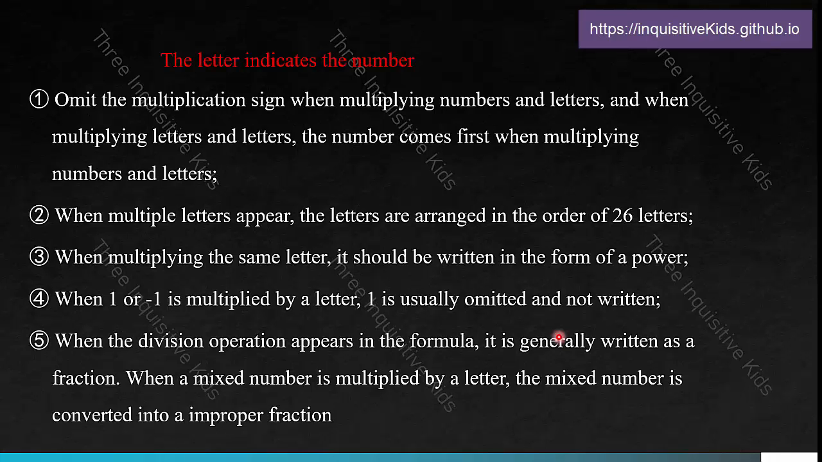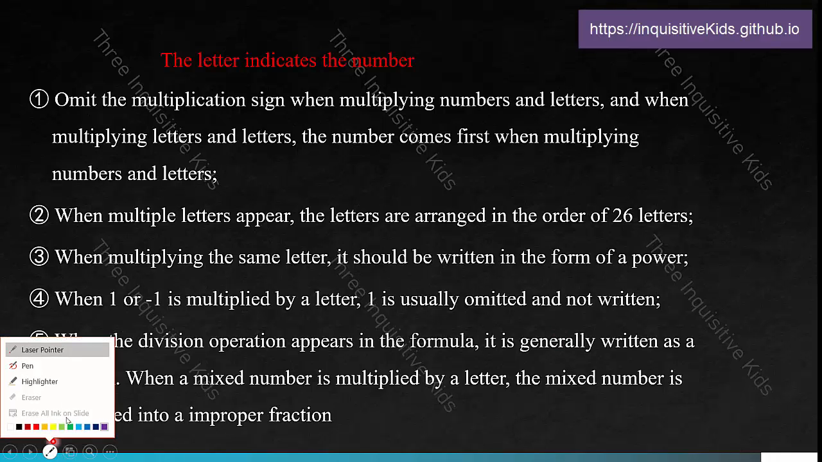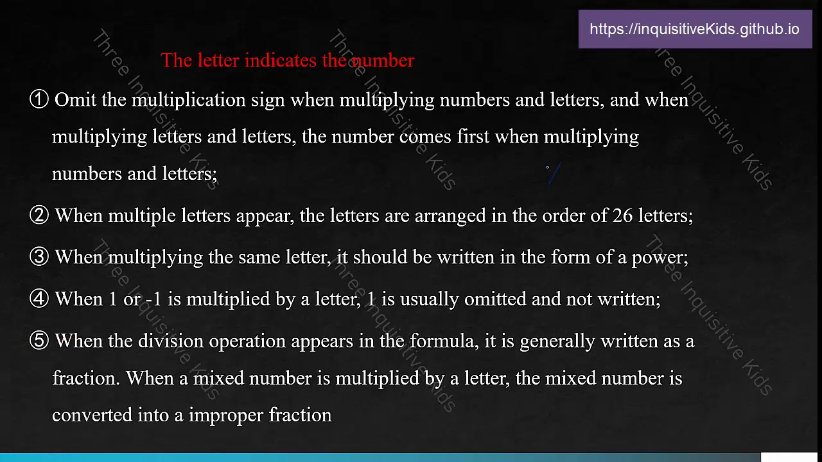Okay, and 5. When the division operation appears in the formula, it is generally written as a fraction. When a mixed number is multiplied by a variable, the mixed number is converted into an improper fraction. So what this means is that if we have, say, x divided by 2, we usually would not write it this way.